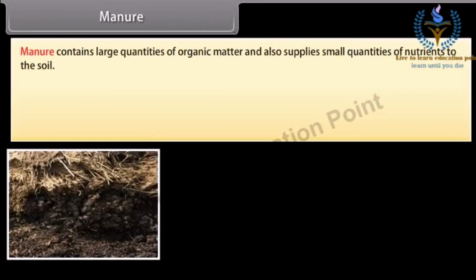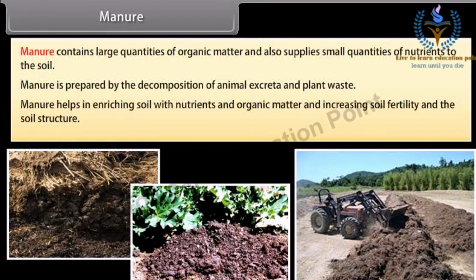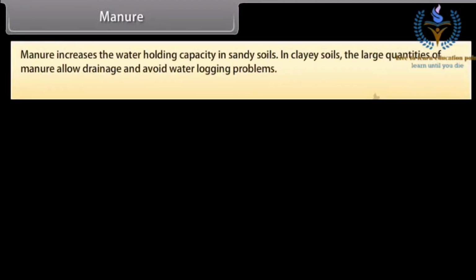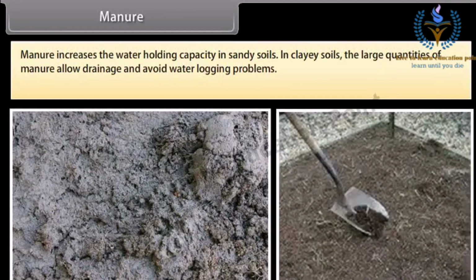Manure. Manure contains large quantities of organic matter and also supplies small quantities of nutrients to the soil. Manure is prepared by the decomposition of animal excreta and plant waste. Manure helps in enriching soil with nutrients and organic matter and increasing soil fertility and the soil structure. Manure increases the water holding capacity in sandy soils. In clay soils, the large quantities of manure allow drainage and avoid waterlogging problems.